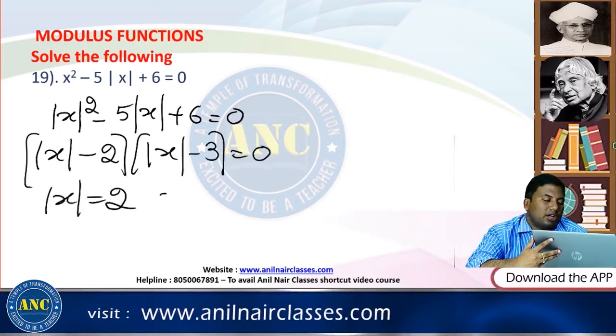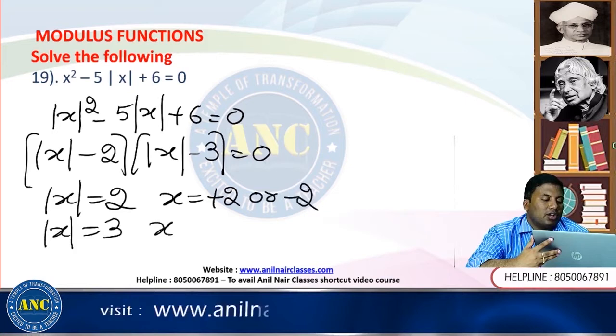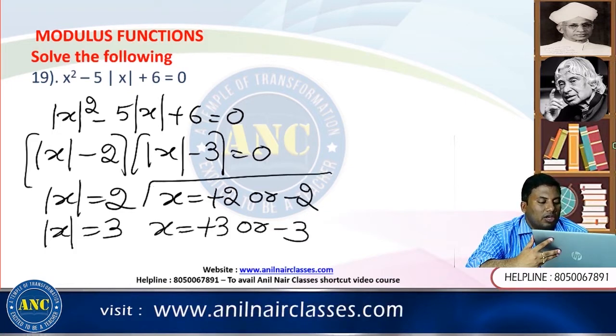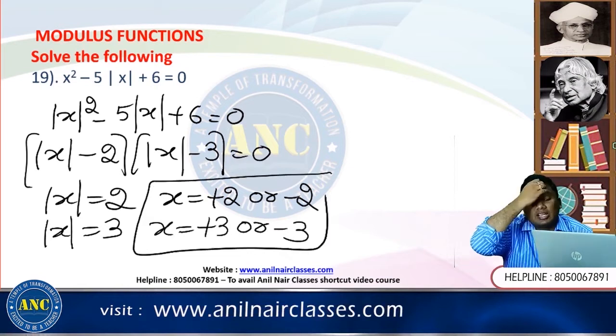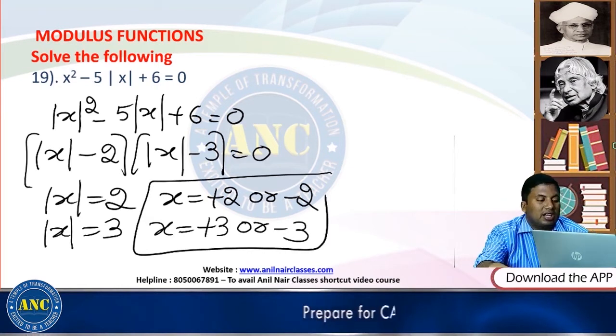From 0 it travels 2 units forward, 2 units backward. Mod x equivalent to 3. That means it travels 3 units forward or 3 units backward. Totally 4 values of x are possible satisfying this equation. 19th question, I hope it is clear.